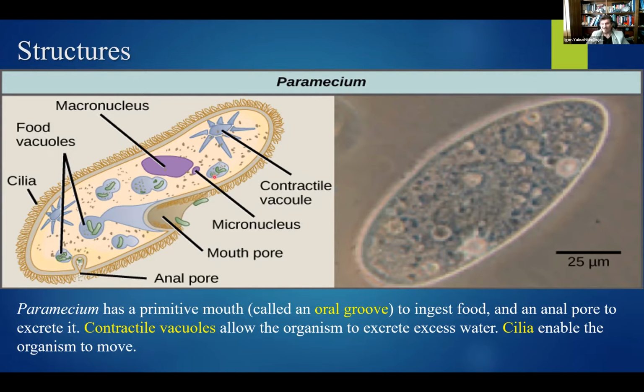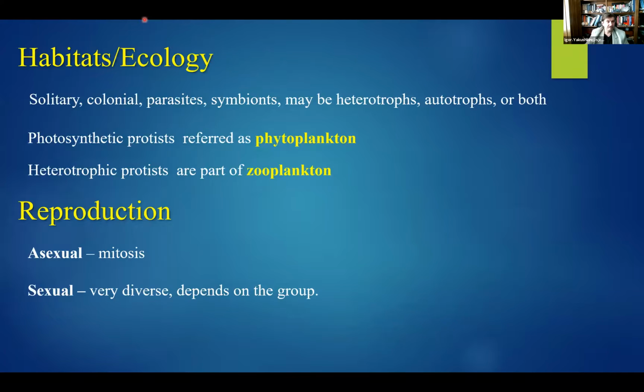Because Paramecium is very fast comparatively to the other protists, it actually has two contractile vacuoles, because the faster you're moving, the more exchange with the environment happens, and more water will be able to penetrate or move in. So yes, contractile vacuoles allow us to excrete excess water. Extremely important. So now, ecology. Again, most of them are aquatic or near aquatic organisms.